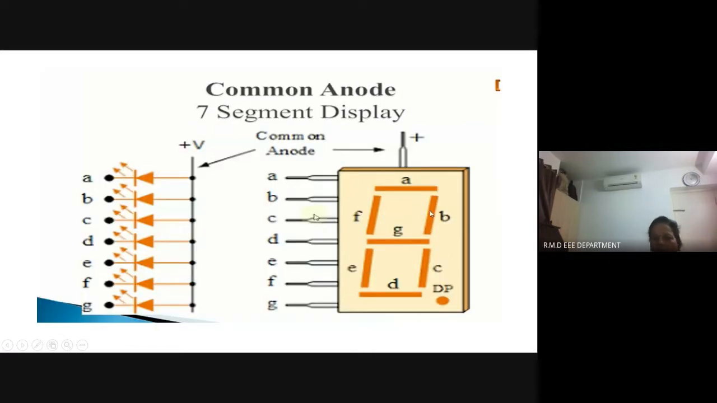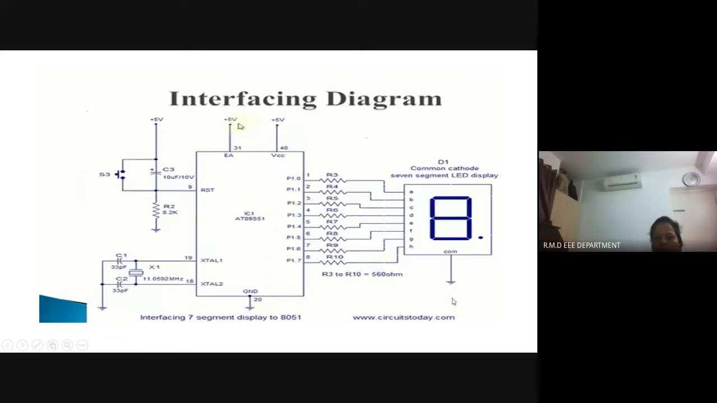And then in common anode, all the positive terminals are connected together and connected to the VCC. By applying 0 there, we can enable the respective segments in order to display. There are different segments: A, B, C, D, E, F, G, along with the decimal point. So a detailed interfacing diagram for the 8051 with a 7 segment LED display is shown here.